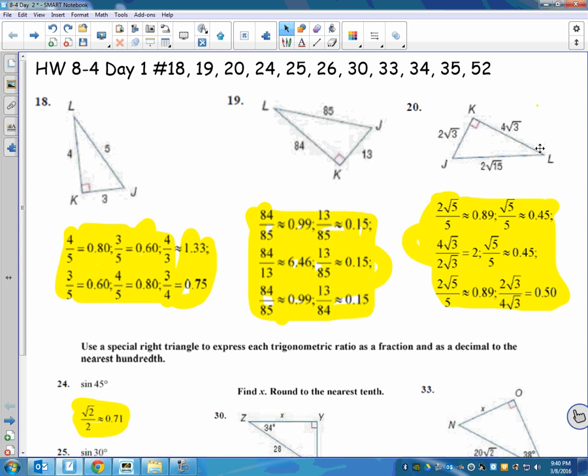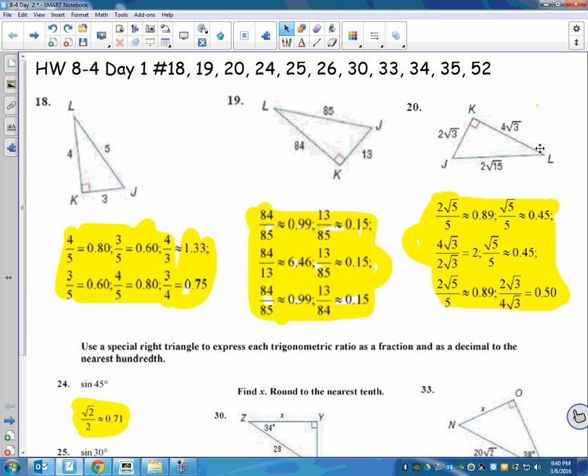Kind of annoyingly, these are the book answers here. They didn't really label sine, cosine, tangent. So let me see if I can go through and do that really quick for you. On number 18, remember 18, 19, and 20 are really the same. It's just SOHCAHTOA here. The book gave decimal answers. I'm totally okay with just fraction answers, but those are the decimals that you would get here.